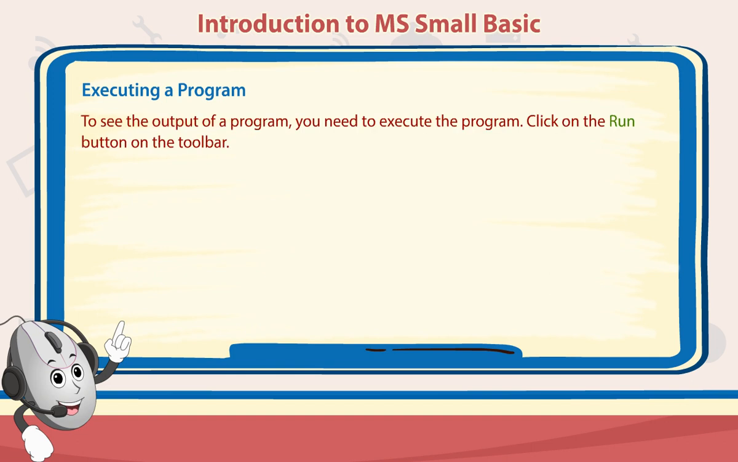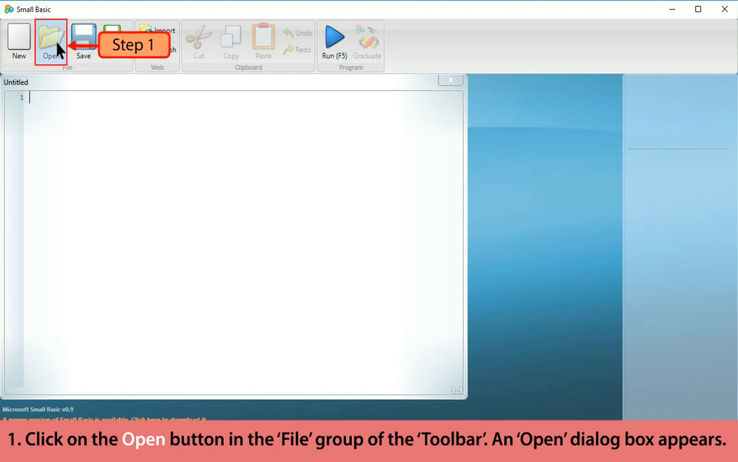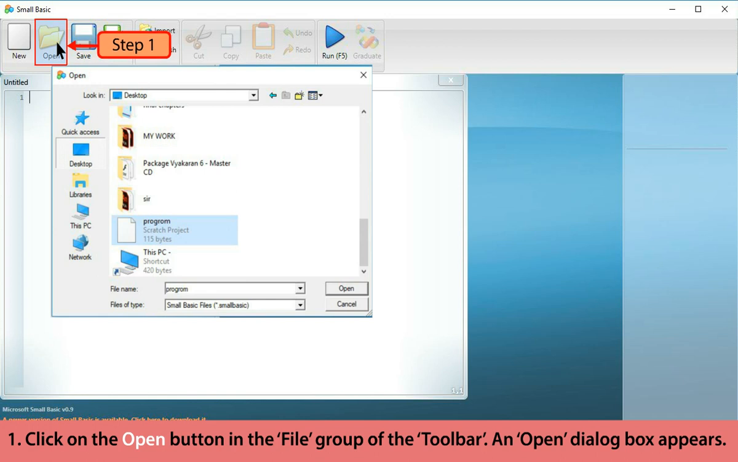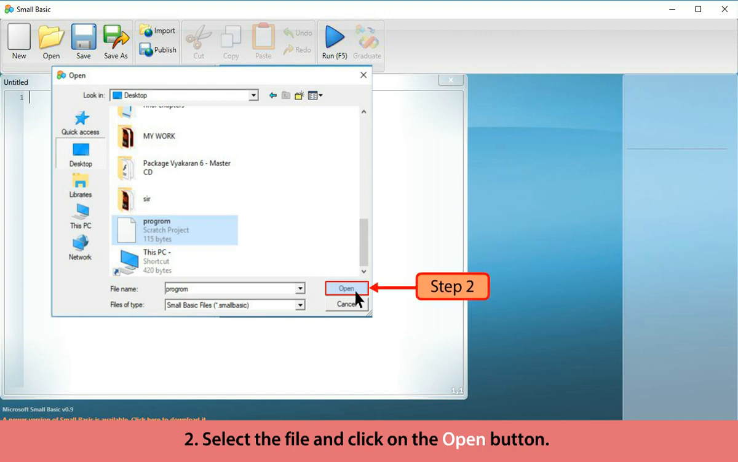Executing a program. To see the output of a program, you need to execute the program. Click on the Run button on the toolbar. You will see the output of the program in the command window. Opening an existing program. Follow these steps to open an already saved program. 1. Click on the Open button in the file group of the toolbar. An Open dialog box appears. 2. Select the file and click on the Open button.